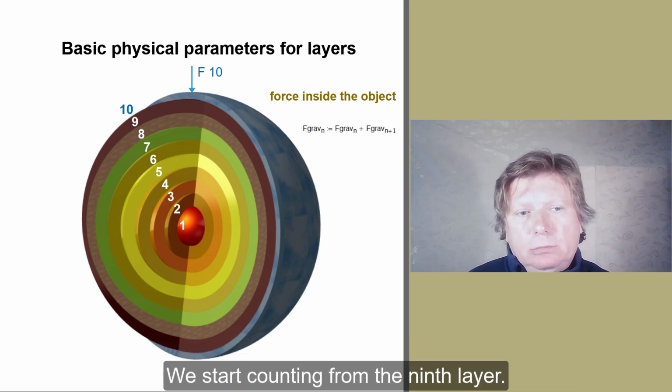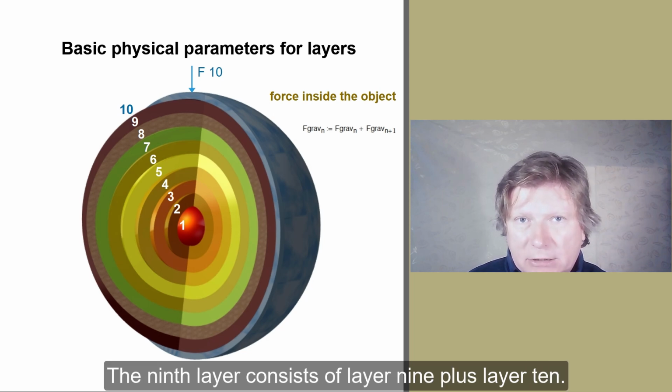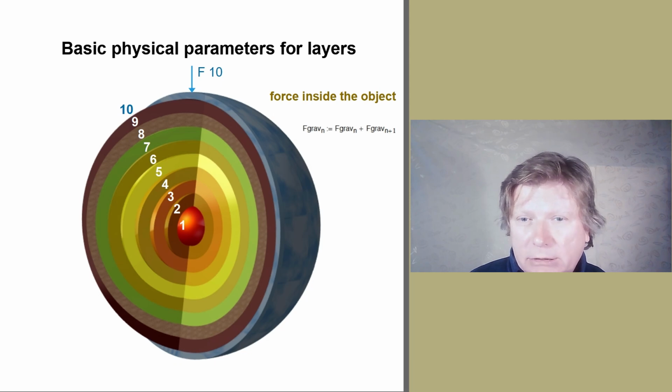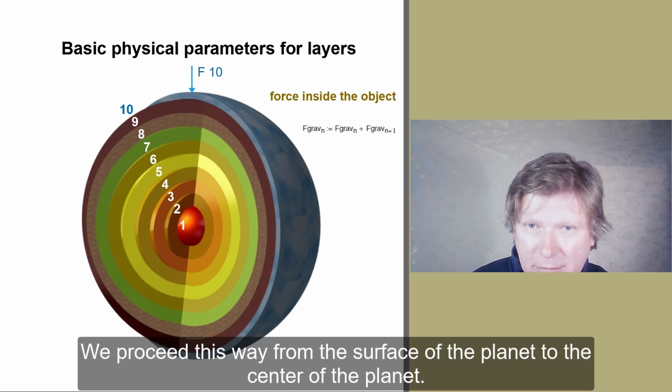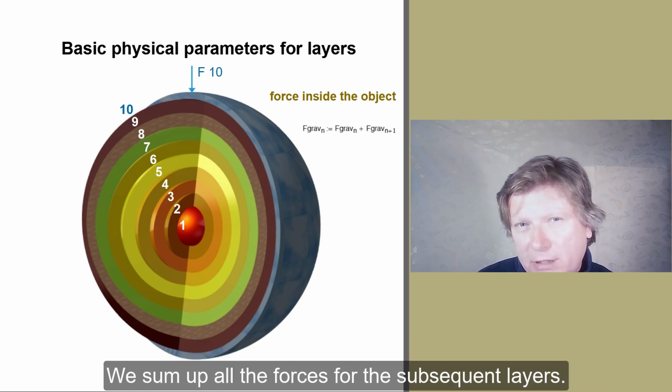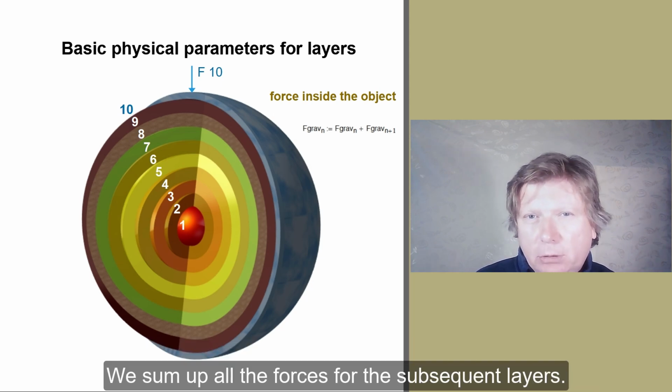We start counting from the ninth layer. The ninth layer consists of layer 9 plus layer 10. F graf for 9 plus 1, which is 10, for this outer layer. We proceed this way from the surface of the planet to the center of the planet. We sum up all the forces for the subsequent layers.